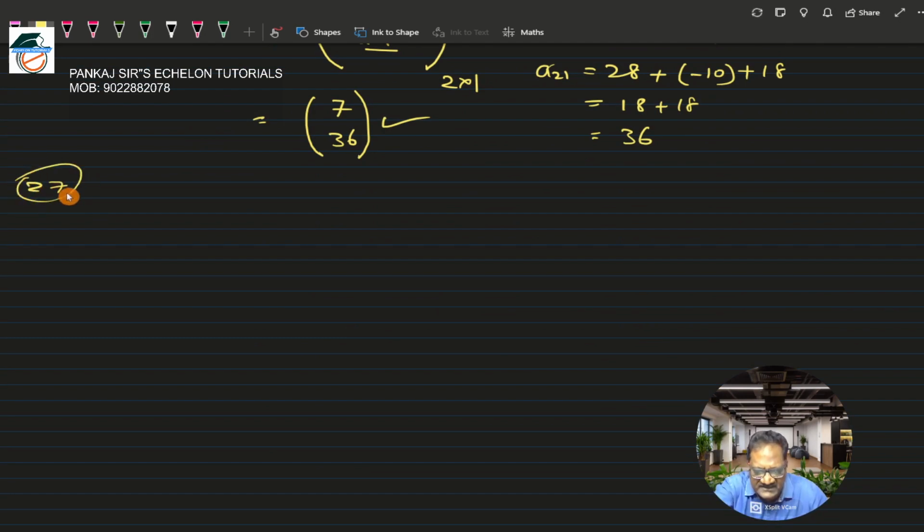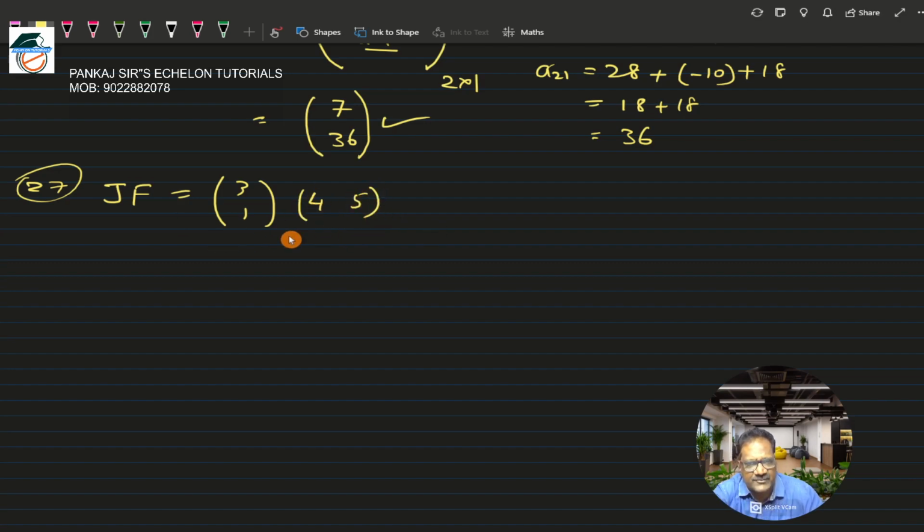Now question number 27: you'll have to find out JF. It's J multiplied by F. Both are matrices. Now what is your J and what is your F? Let us see that. So J is a column matrix 3, 1, and F is a row matrix 4, 5. Now this product you have to find out.